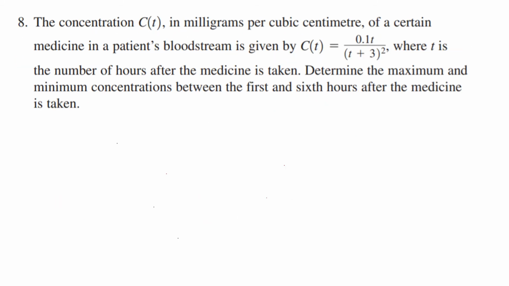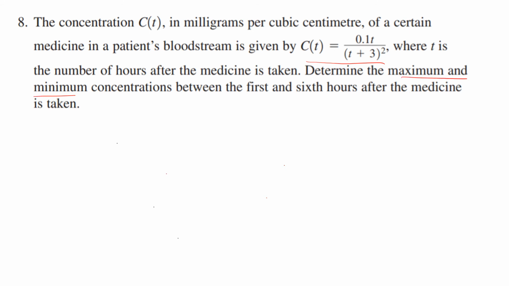So for this question, it's saying the concentration represented by C(t) in milligrams per cubic centimeter of a certain medicine in a patient's bloodstream is given by this function, where t is the number of hours after the medicine is taken. So the patient took a medicine, and this function represents the medicine within the bloodstream. So I already know the medicine is going to wear off as time passes by. Determine the maximum and minimum concentrations.